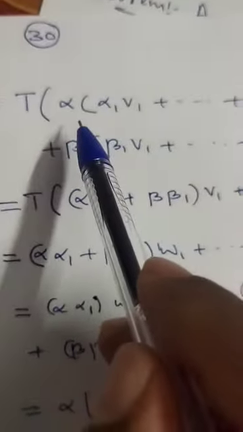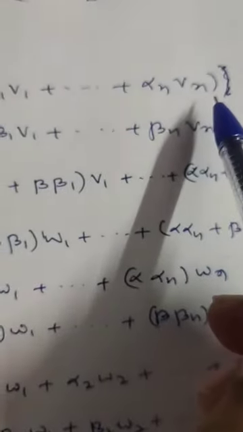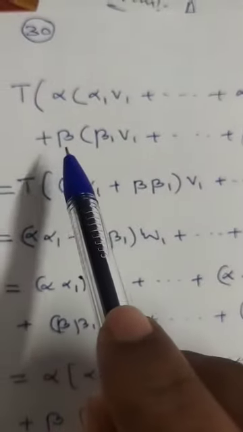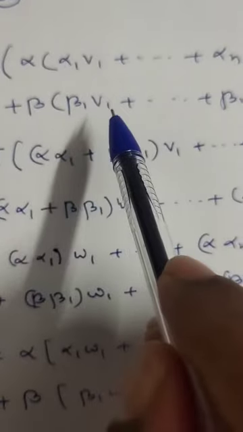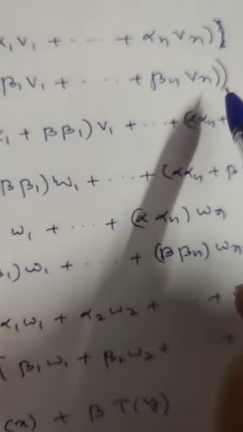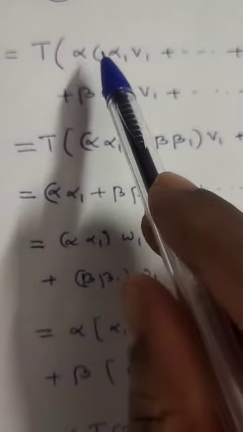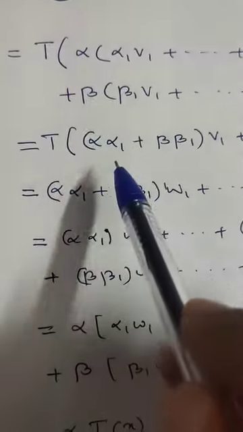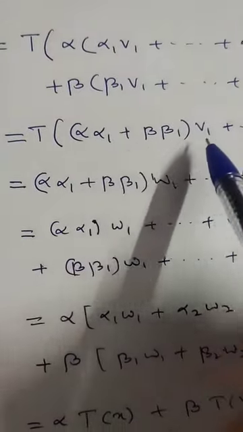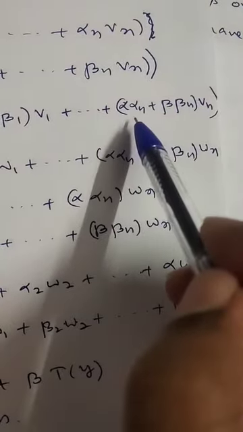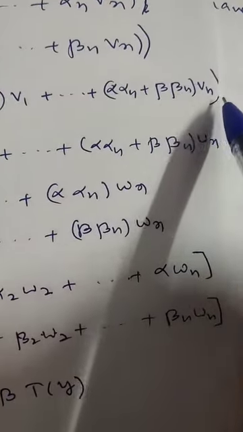Now T of alpha x plus beta y is what? T of alpha into x means alpha 1 v1, alpha 2 v2, etc., alpha n vn, plus beta into y, which is beta into beta 1 v1, beta 2 v2, etc., beta n vn, because y is this. So I can write this as T of alpha into alpha 1 plus beta into beta 1, into v1, because I collect the coefficients of v1, v2 and so on. So alpha into alpha n plus beta into beta n, into vn.